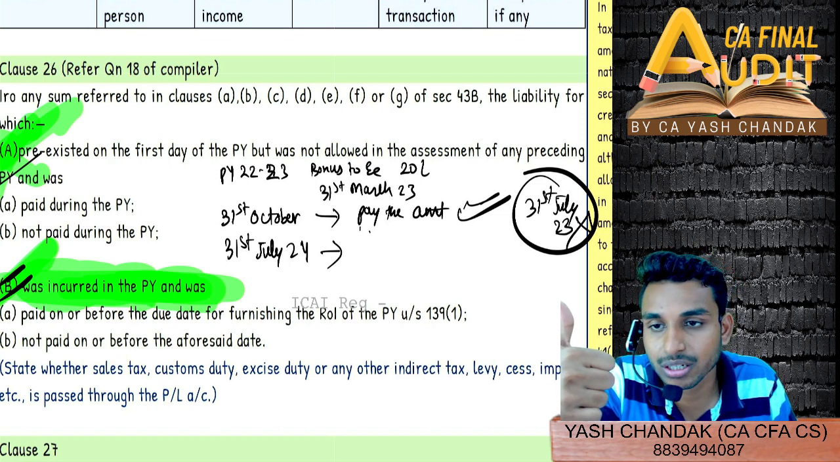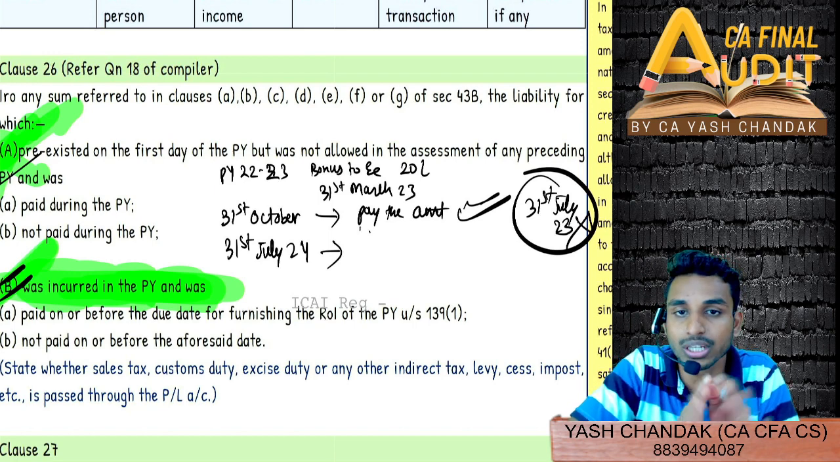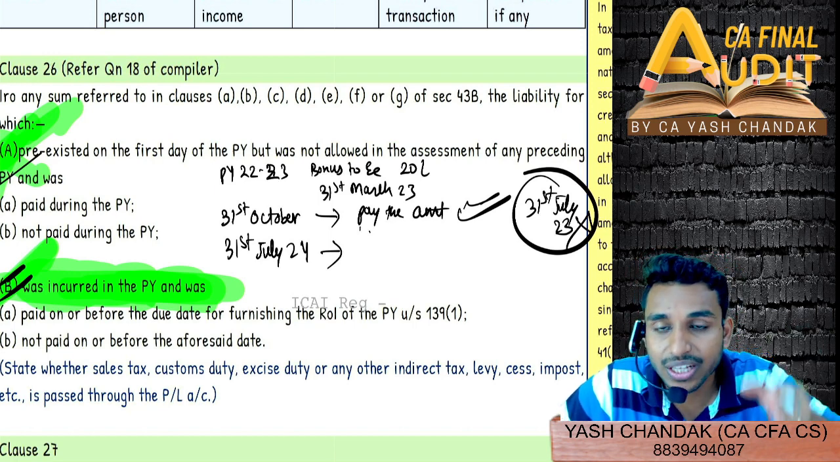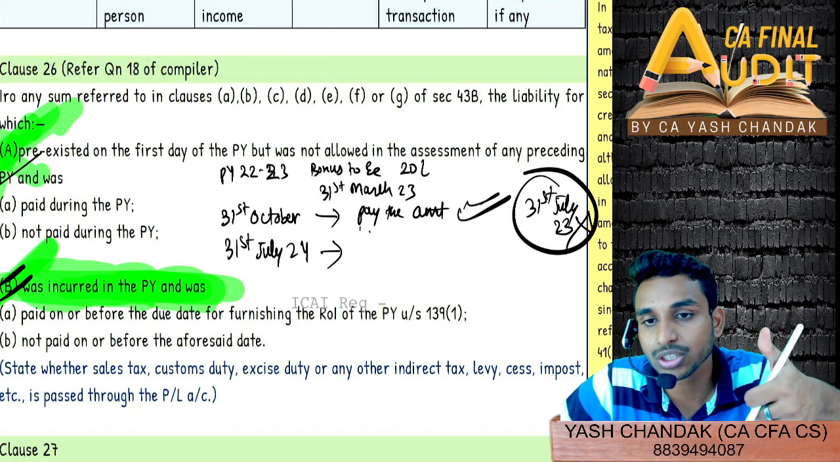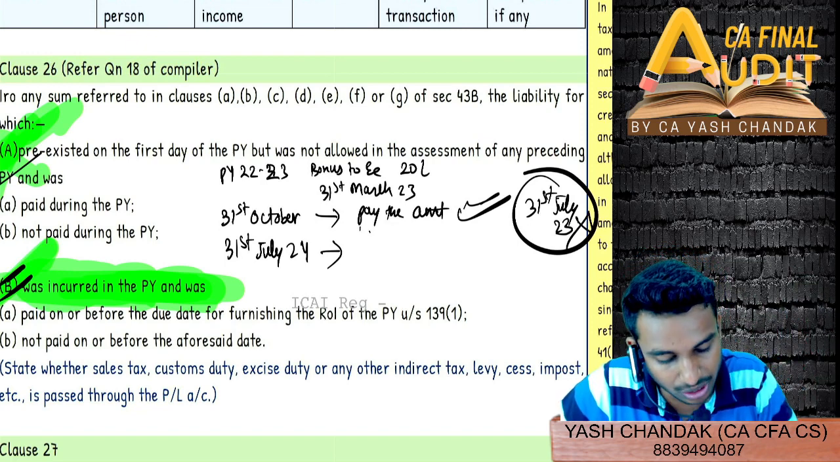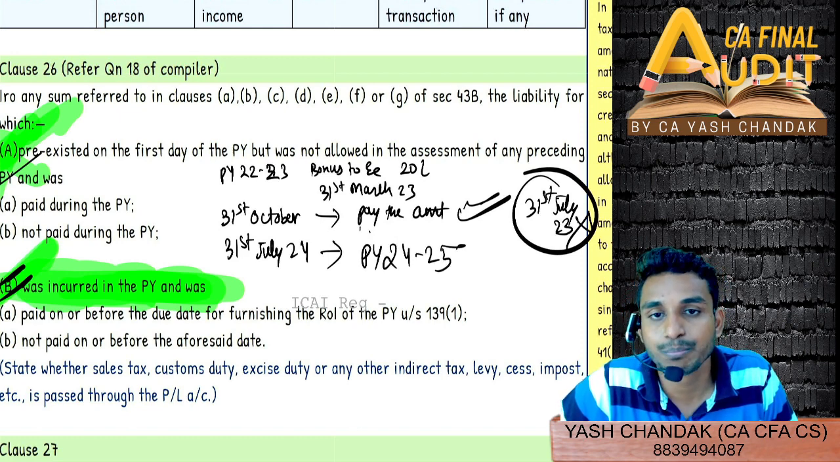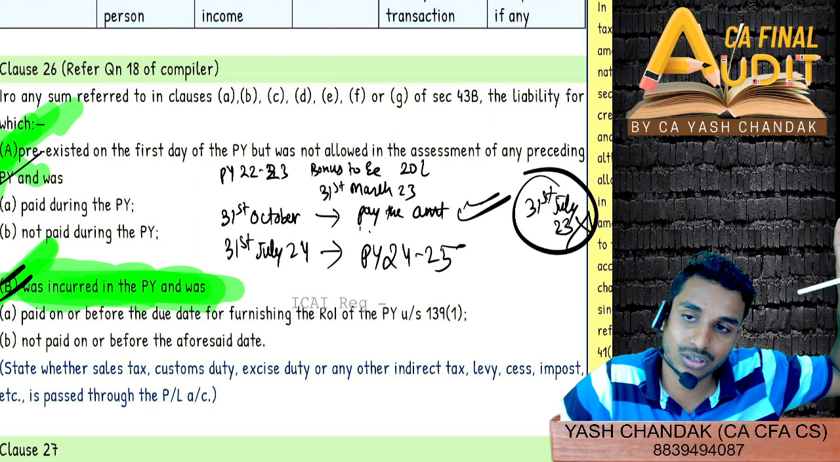In the year of payment. Here we won't see whether we have paid before the due date of return of income or not. This we won't see. After you missed one shot, now you will get your expense as deduction only in the year of payment. So the year of payment will be which? 24-25. Previous year 24-25.